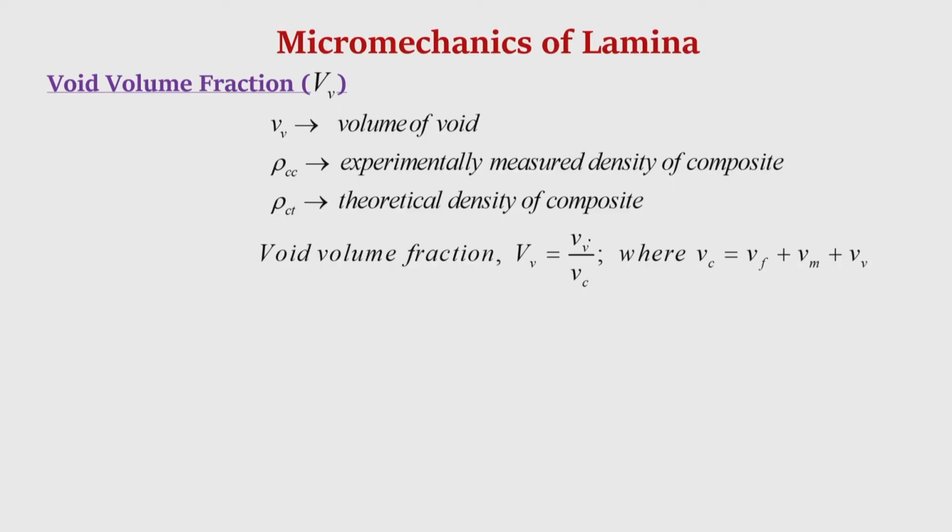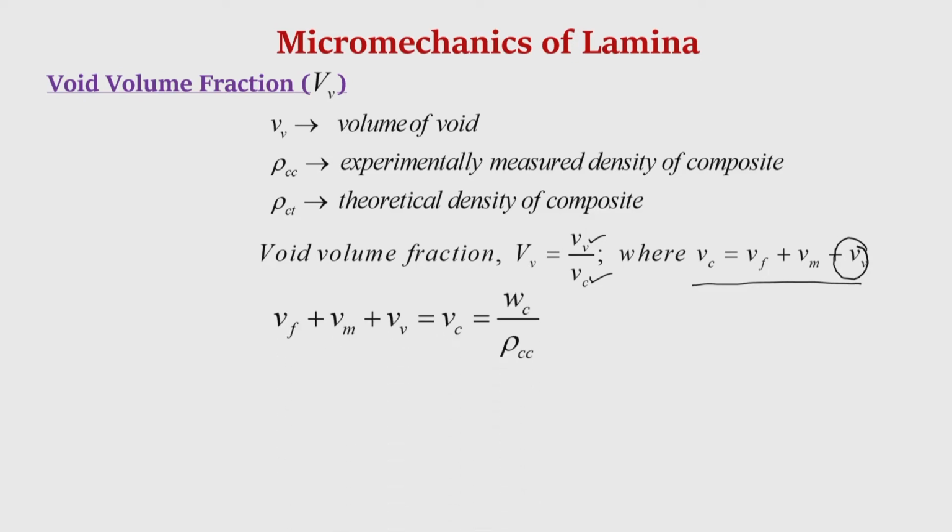Okay. So, we need to find out the void volume fraction. Analogous to the fiber and matrix volume fraction, we can define the void volume fraction as the ratio of the void volume to the volume of the composite. The total volume of the composite is V c is equal to V f plus V m plus V v. We have already done that in the earlier case, where we neglected the volume of the void.